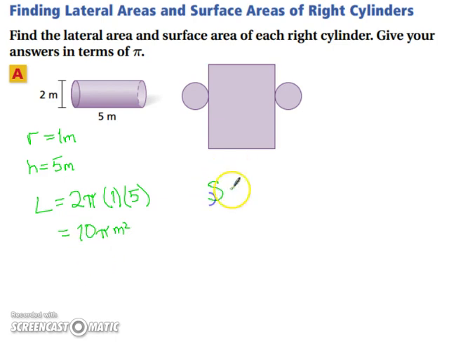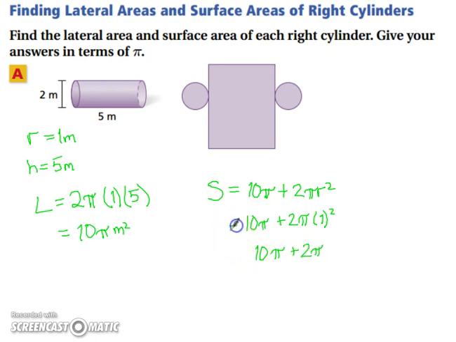Alright, well, let's look at our total surface area. So we have our lateral area, which was 10 pi, and then we need to add 2 times the area of our base. So 2 times pi times r squared. Well, our r is 1, so we can replace that. So we have 10 pi plus 2 times pi times 1 squared. So 2 times 1 squared is 2. So we have 10 pi plus 2 pi.